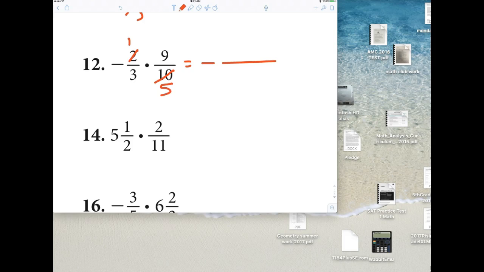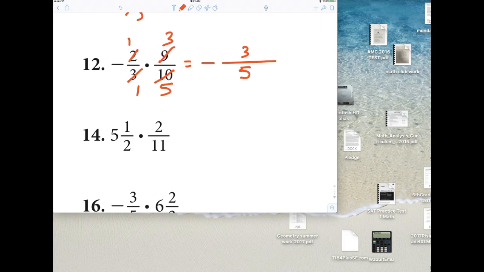Beautiful. You're amazing. Final answer: that would be 3 over 5. Simple, simple, simple. The negative was already out in front, so I don't forget that. Is everybody good? All right, now we have a big problem on question 14.